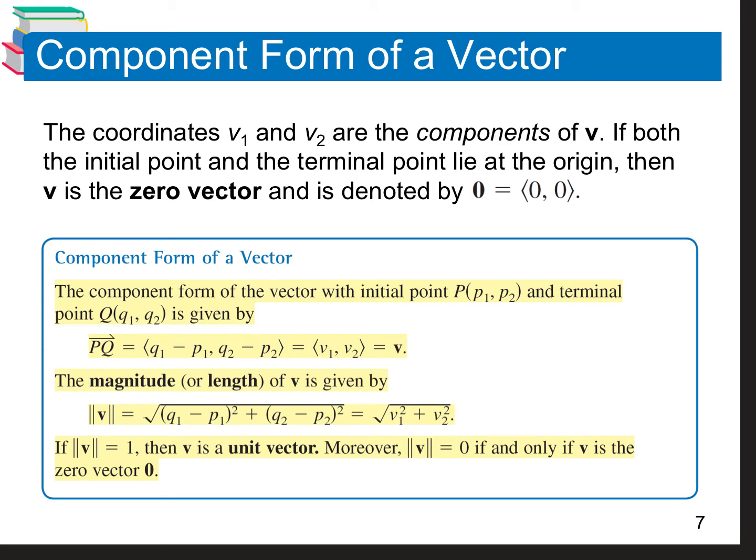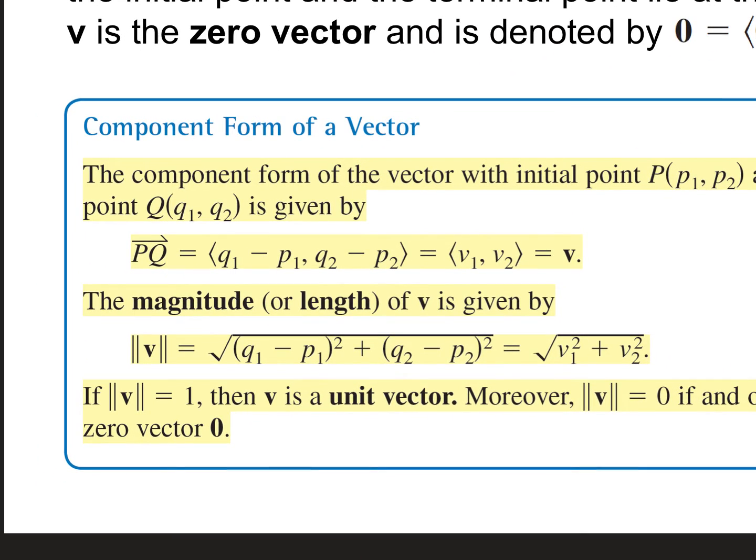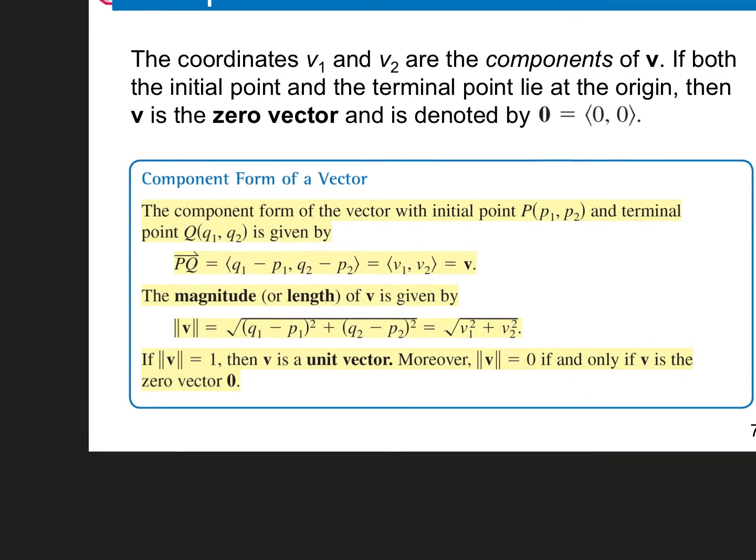So when we talk about finding the component form of a vector, here are the formulas. Now, somebody asked me, are we going to get these formulas? To me, this is more confusing than anything. I'll explain what this says here in a second. But you're going to be given 2 points, right? The initial and the terminal.